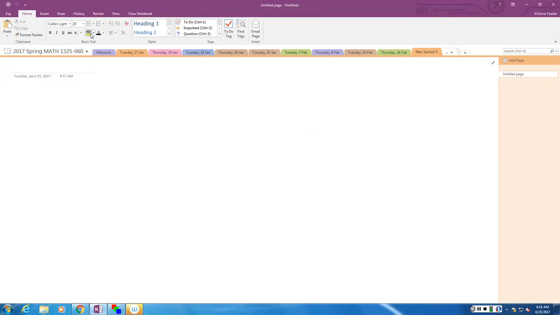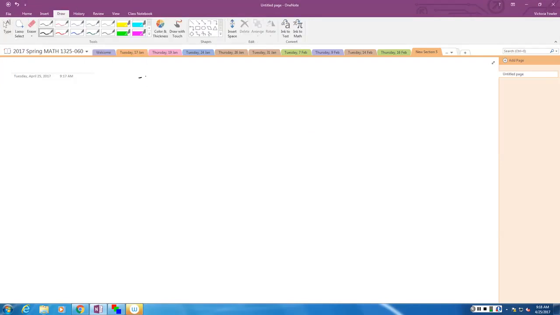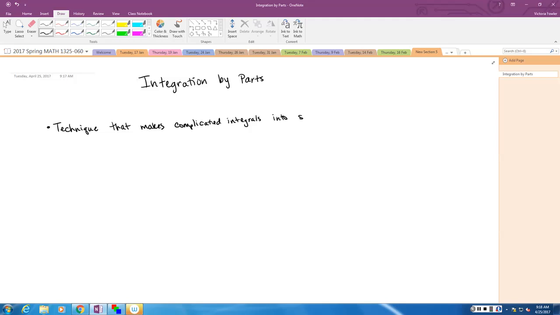Okay, so this is 16.1, and we're doing integration by parts. And what you're going to see is that this is actually a technique that turns complicated integrals into something simpler.